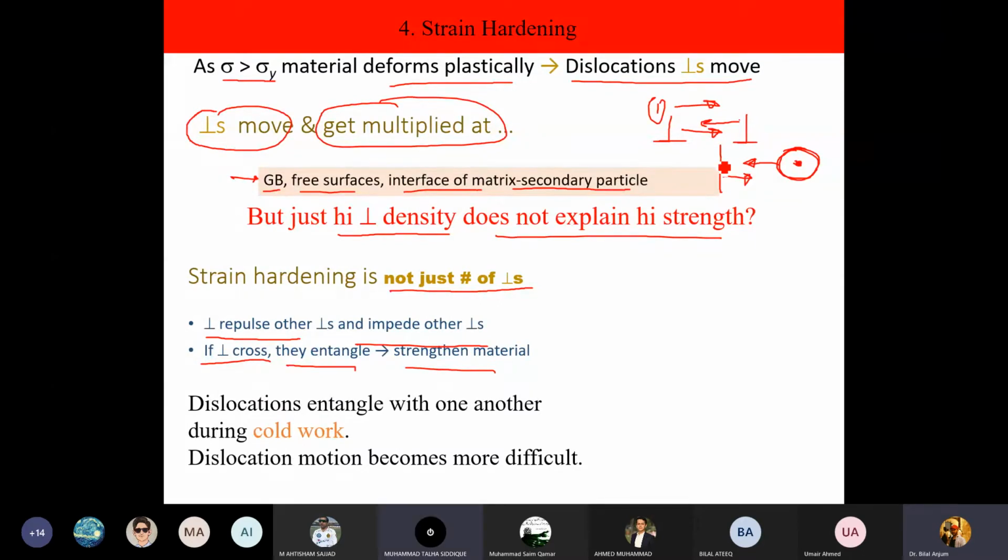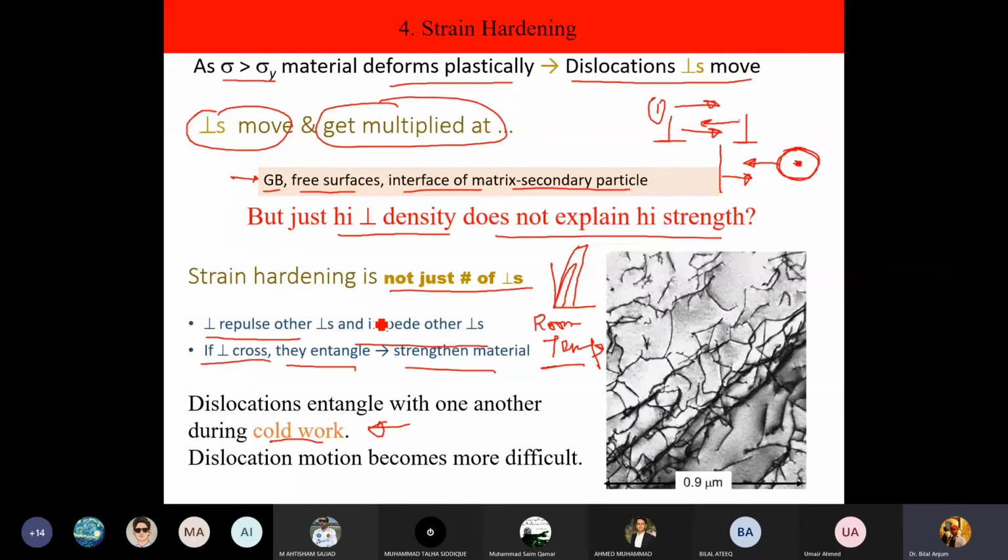Clear? यस सर समझा. So dislocations entangle with one another during cold work. Cold work is you are basically doing this loading, unloading cycle at room temperature. So when you are deforming the material at room temperature, you refer to the process as cold working. All right. So dislocation motion becomes more difficult during the cold work, and if you see over here, these are basically entangled dislocations. So as they get entangled with each other, इनका मूव होना मुश्किल हो जाता है.